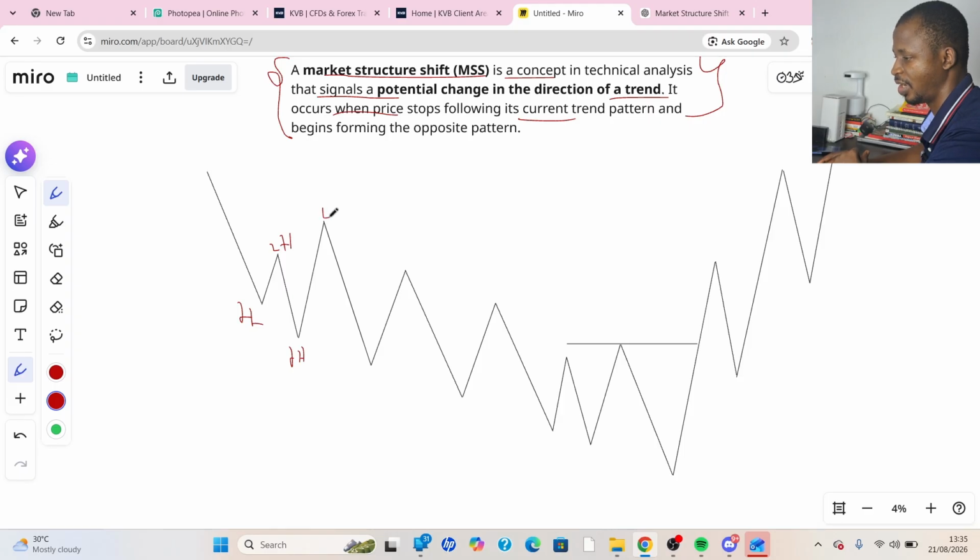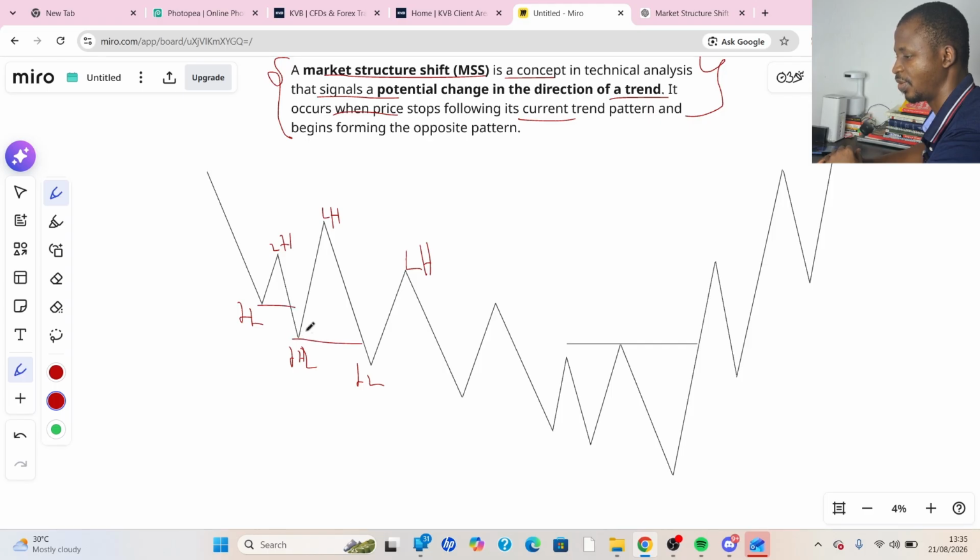Lower high. Lower low, lower high, continuously. This is a lower low, right? Another lower low, lower high. So that is how to know if a particular market is in a downtrend. You will know from the structure and from the subsequent breaks of structure.